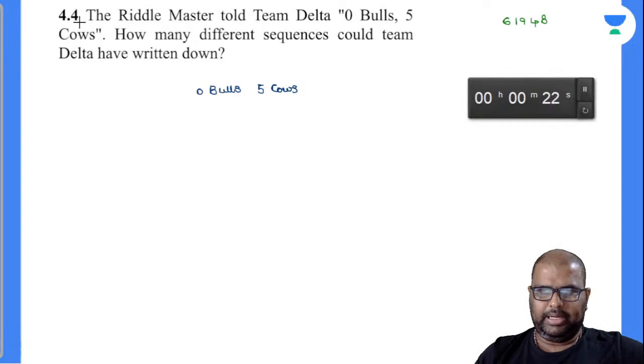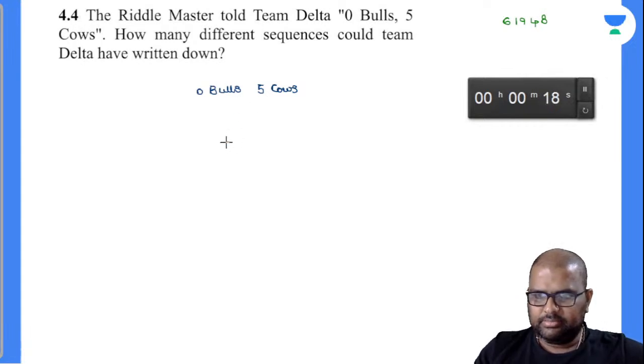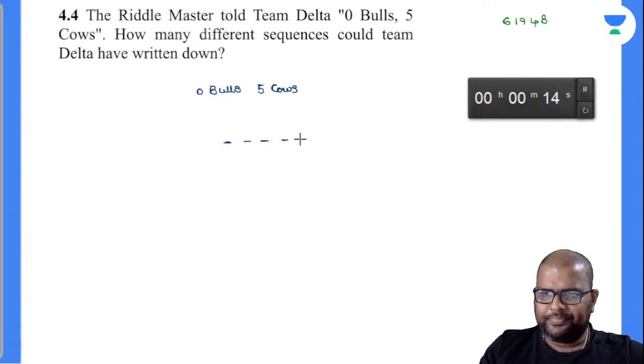Twenty seconds more, beta. Now see here, this is the master sequence. क्या हो गया आज बच्चों को so dull हो गया? What happened, beta?